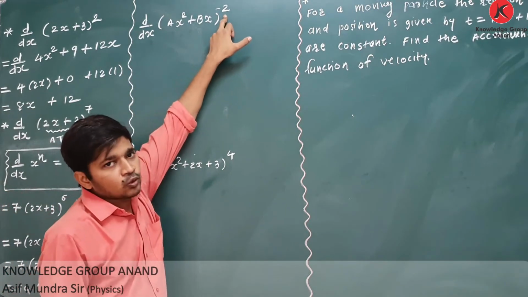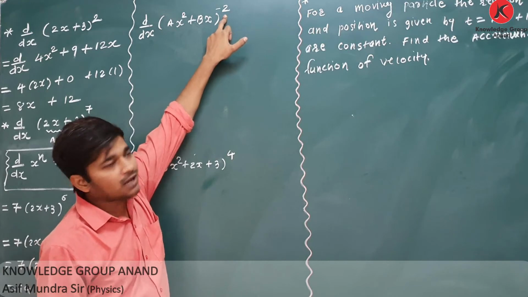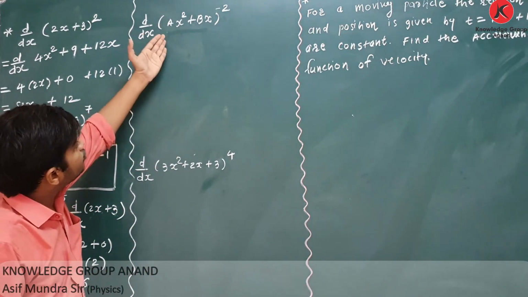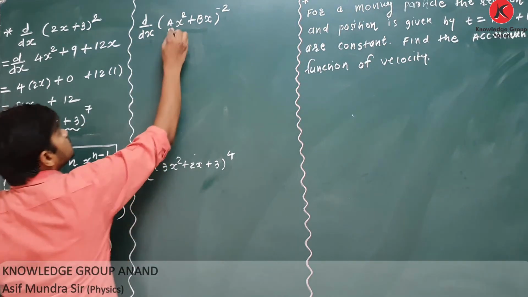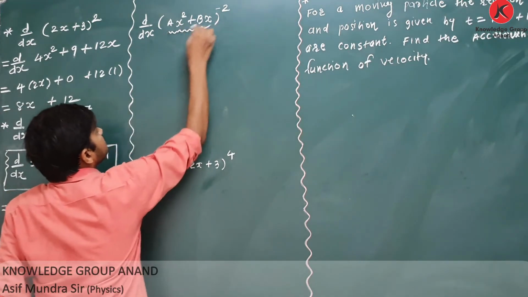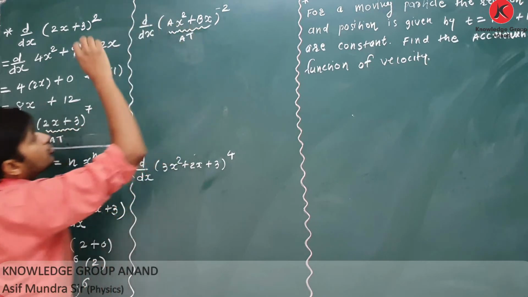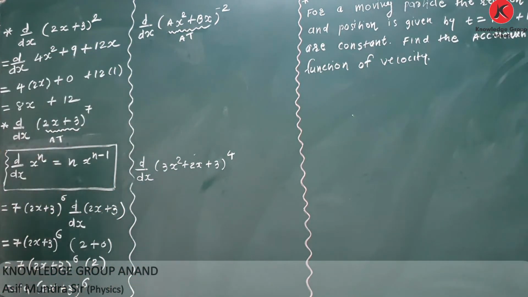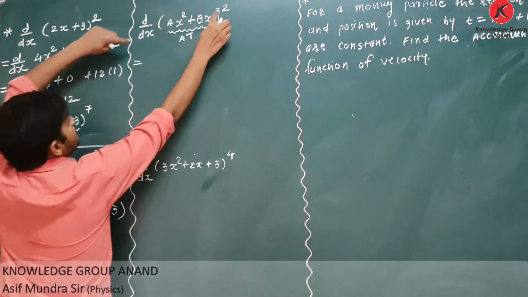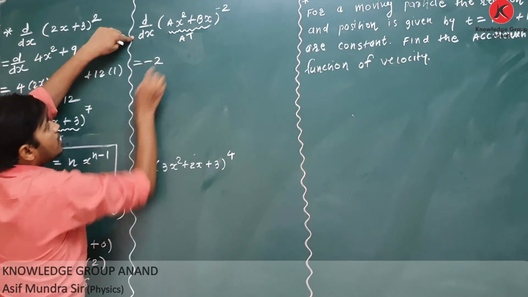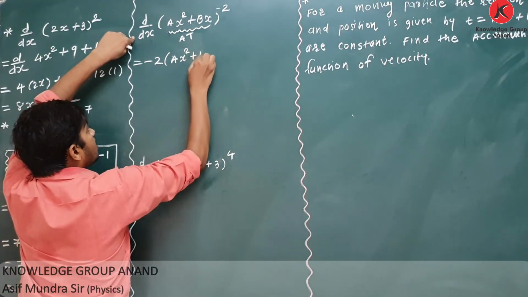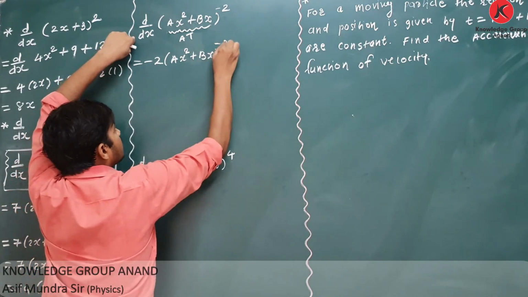The power is minus 2. But is this power of only x? No, it is of ax² + bx. It is not only x, it is an additional term. So you have to use the chain rule. First of all, apply this formula. See, it is equal to the power minus 2 as coefficient, decrease one power, so it is (ax² + bx) to the power minus 3.